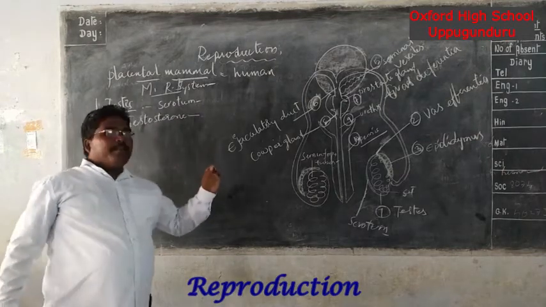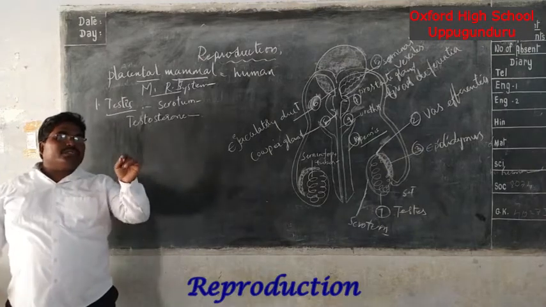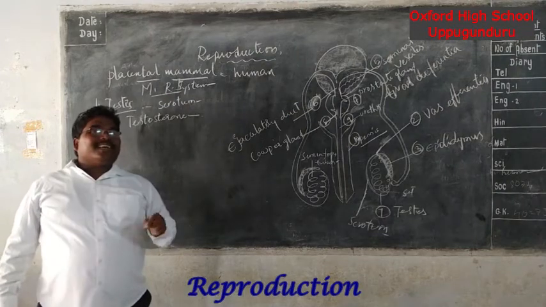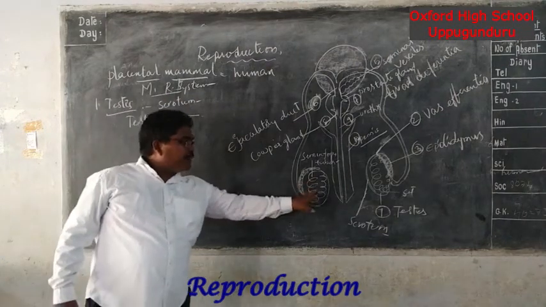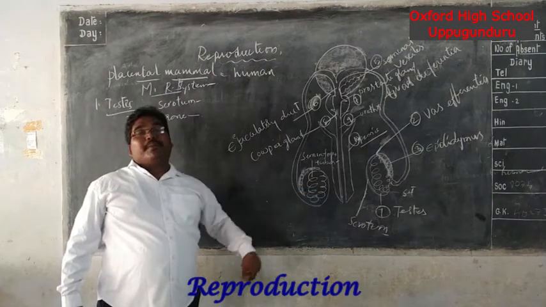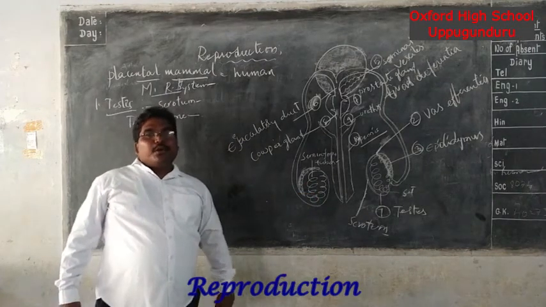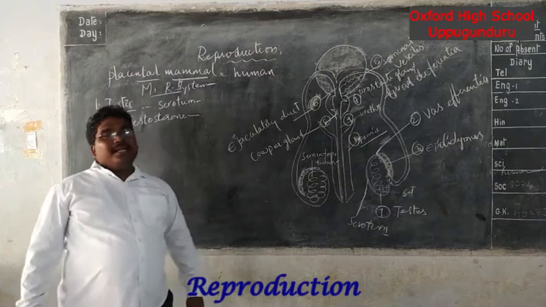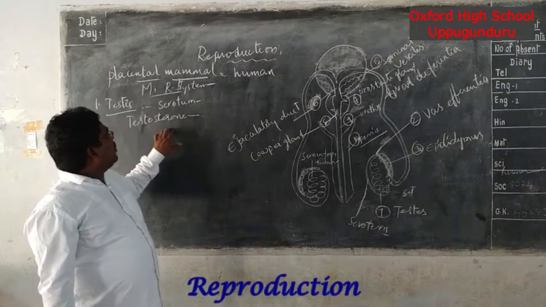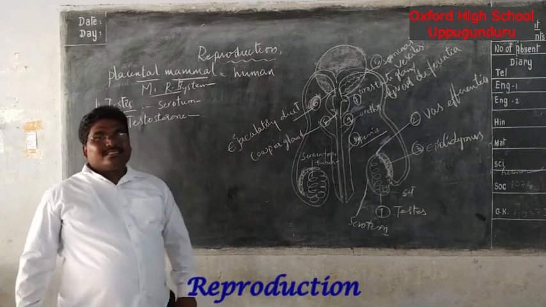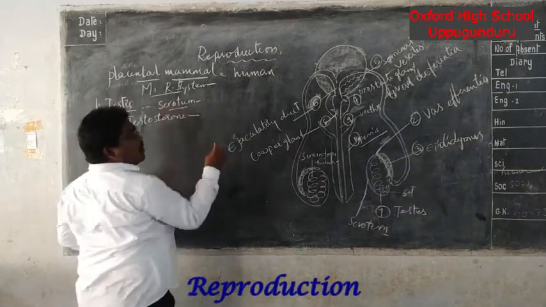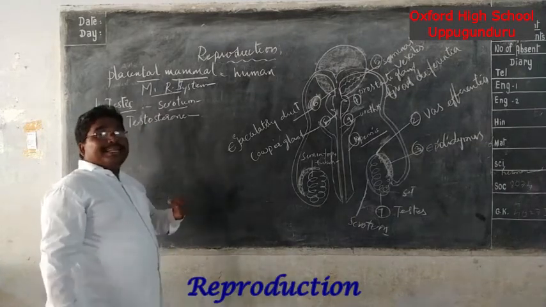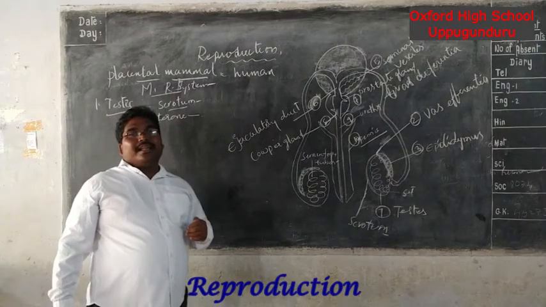There are a pair of testes present outside the abdominal cavity. In the testes there are highly coiled seminiferous tubules, which produce the sperms by the meiosis process in the hundreds of millions. The male sex hormone testosterone is also produced by these testes. Scrotum is the pouch-like structure, and the scrotum maintains the low body temperature.